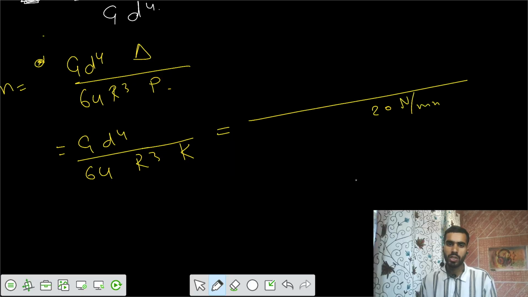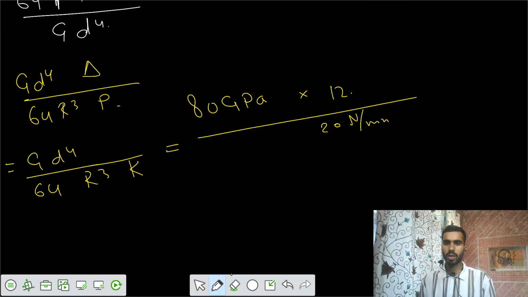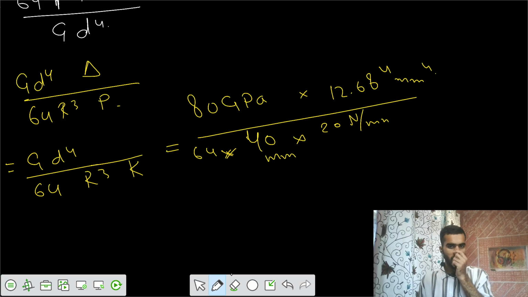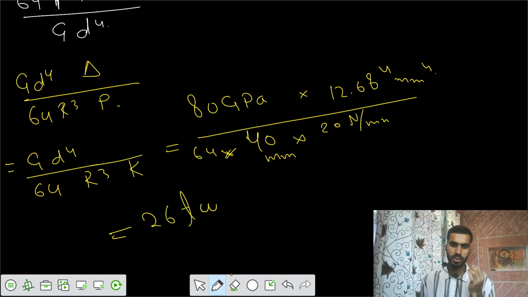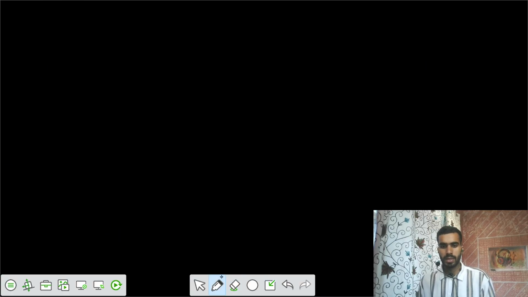And you have G value of 80 gigapascal, into diameter to the power 4, the diameter we have is 12.68 millimeter to the power 4. And we have that 64, and the mean radius of 40, the mean coil diameter divided by 2. So we got this one, and accordingly we can get the number of turns, almost equal to 26 turns.